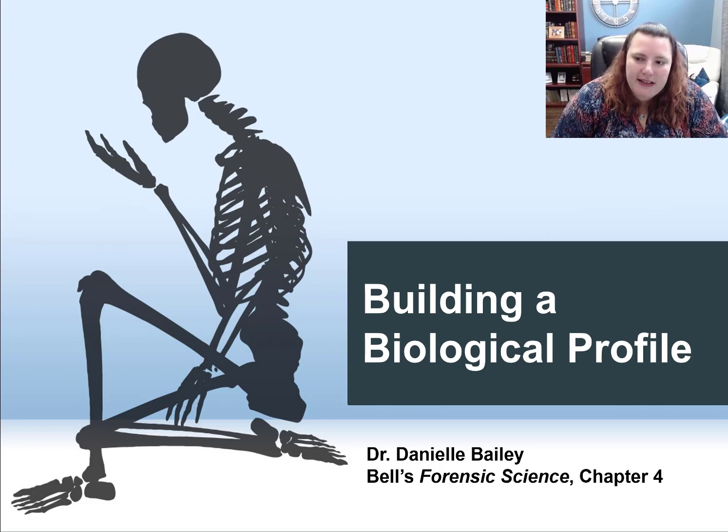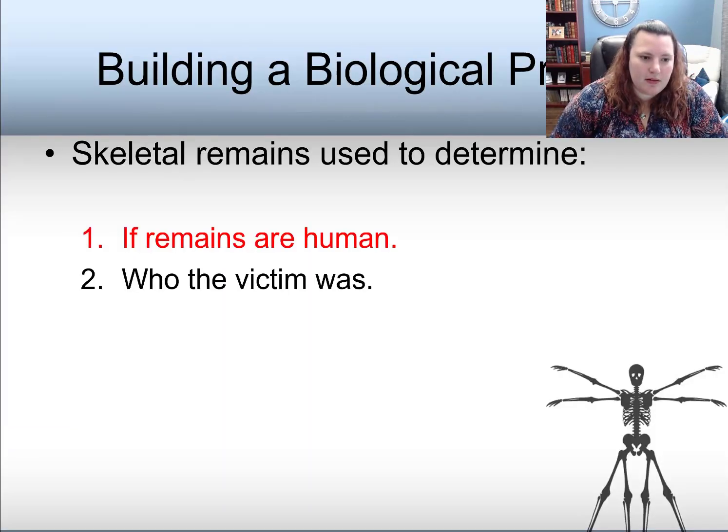In this video, we're going to explore how forensic anthropologists go about building a biological profile for unknown remains. One of the primary reasons that forensic anthropologists are used to assist in forensic cases is to build a biological profile. To do so, they must answer two questions. Are the remains human? And then, who do the remains belong to? Let's start with how forensic anthropologists determine if the remains are human or not.